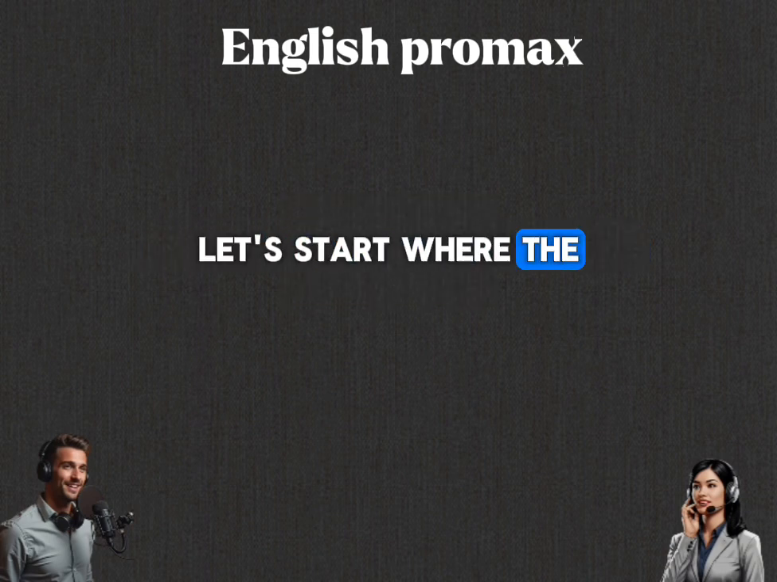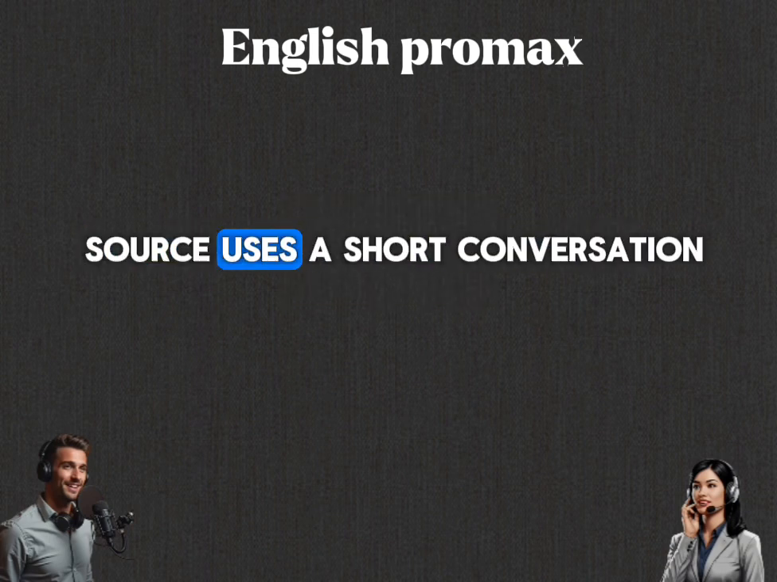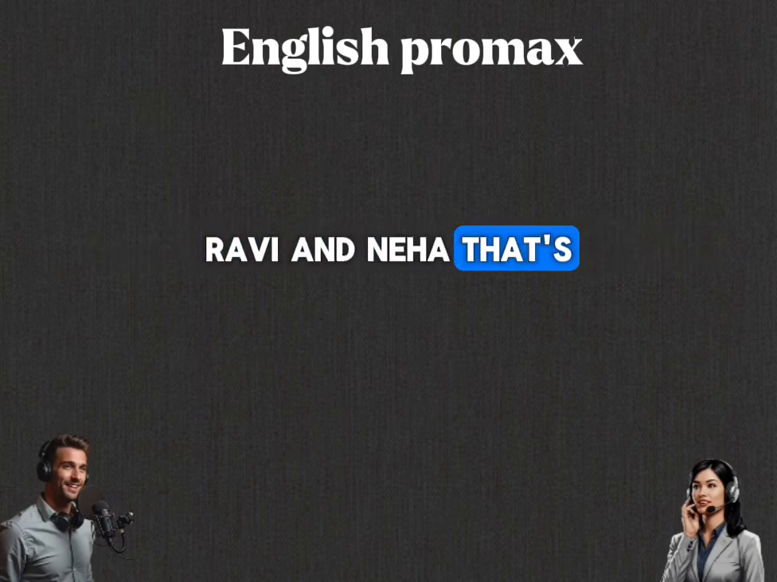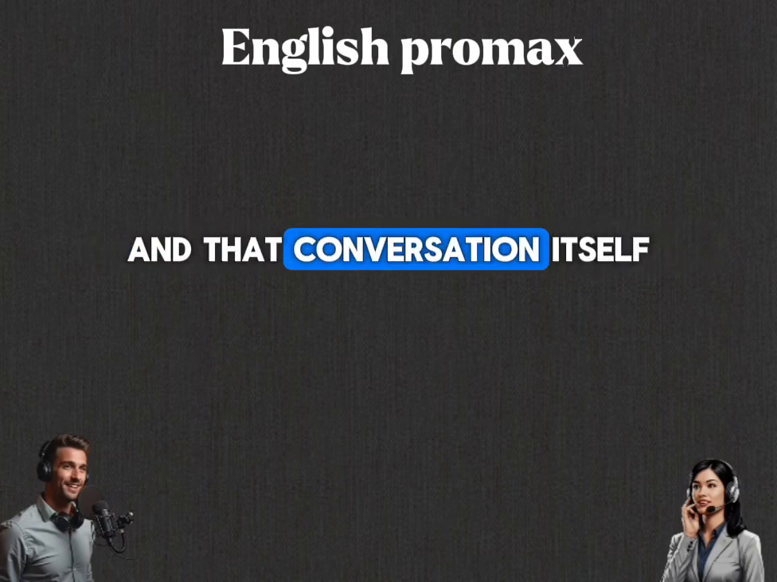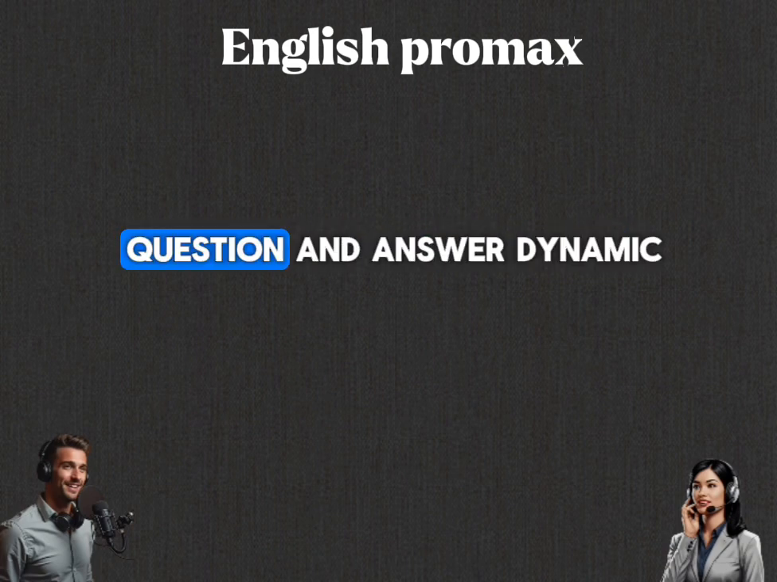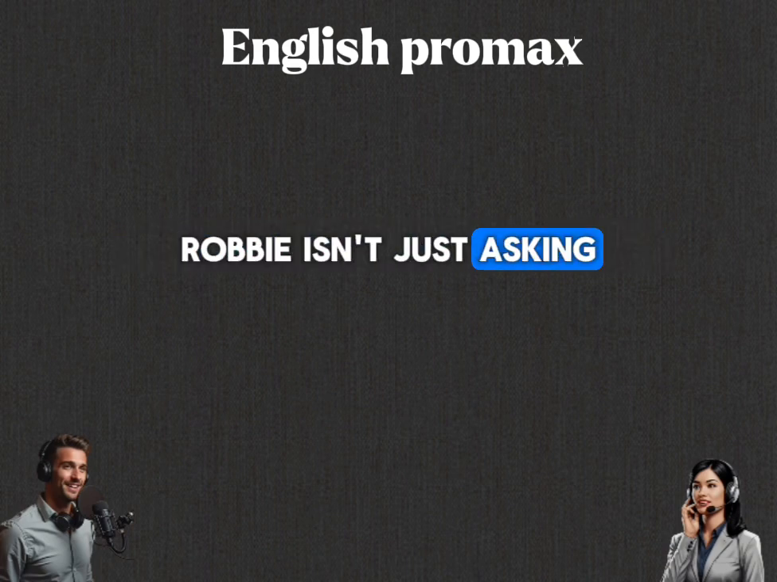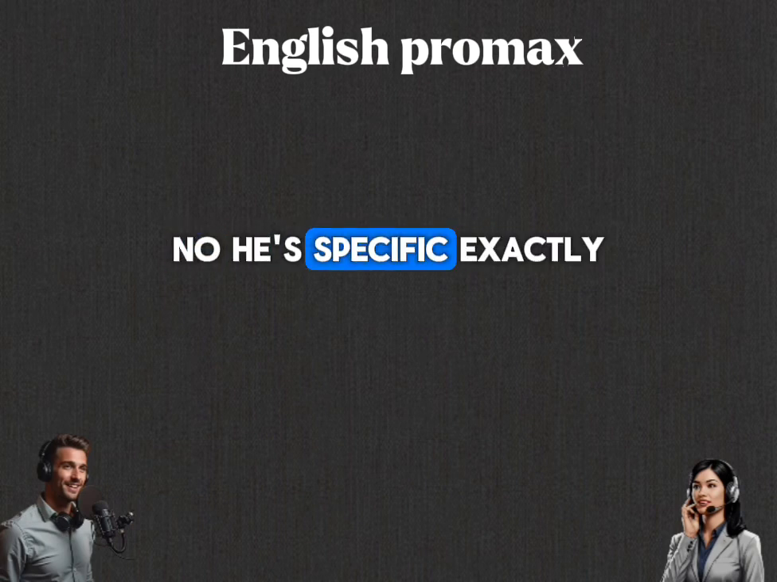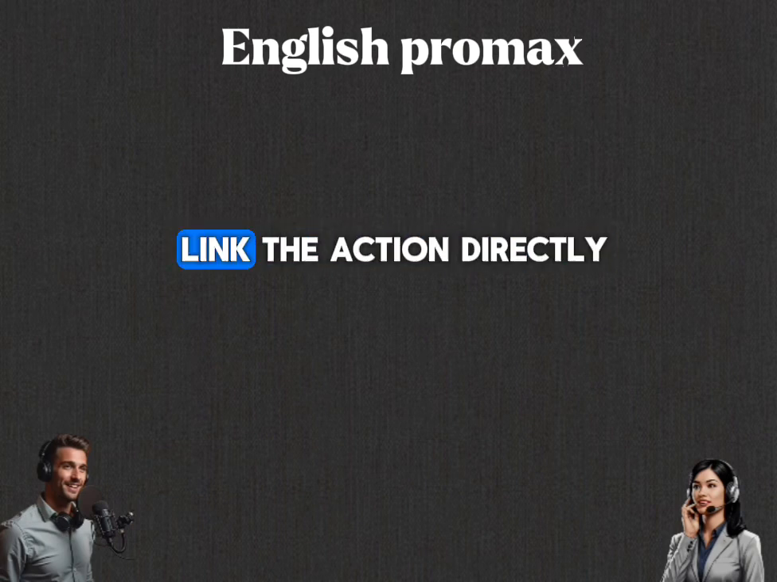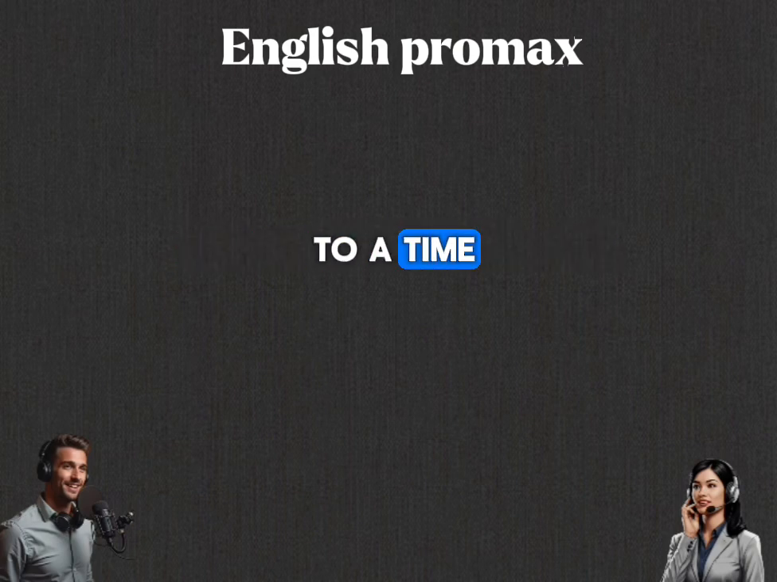Okay, so let's start where the lesson starts, with the narrative. The source uses a short conversation between two people, Ravi and Neha. That's the blueprint. Yes, and that conversation itself is instructive right away. It sets up this question and answer dynamic. Ravi isn't just asking, what do you do all day? No, he's specific. Exactly. He asks when she does things. That forces Neha to link the action directly to a time. It's about connecting activity and chronology from the get-go.